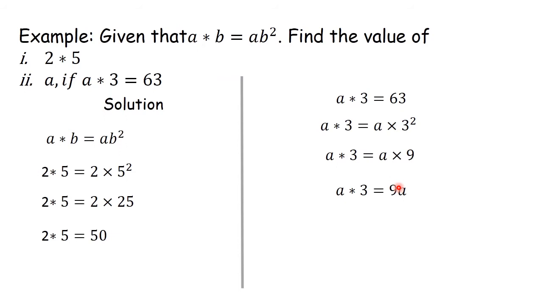But remember, our a star 3 was equal to 63, so we shall say 63 is equal to 9a. And to get the value of a, we divide by 9 both sides. So by 9 by 9, we shall remain with a, and a will be equal to 63 divided by 9, and 63 divided by 9 gives us 7. So our value of a would be equal to 7.